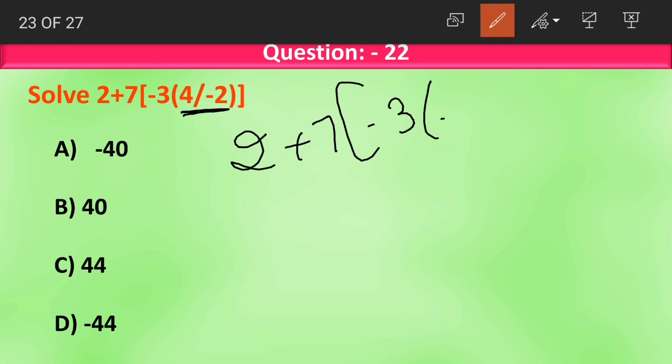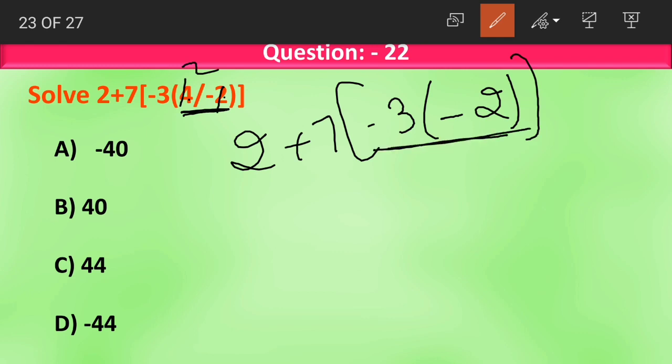How do we solve 4 by minus 2? First, let us solve the signs. 4 is positive and 2 is negative. In multiplication and division, when signs are different, the answer will be negative. Now, what is 4 divided by 2? 4 divided by 2 is equal to 2, as we know, 2 2s are 4. So 4 divided by minus 2 will be minus 2, right?